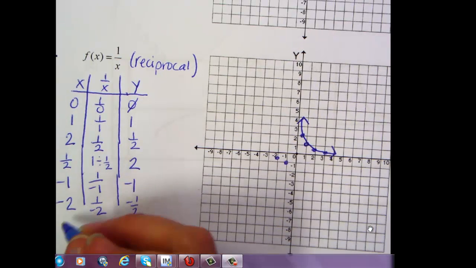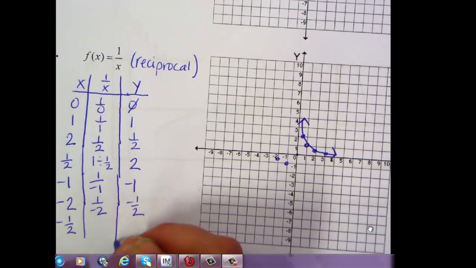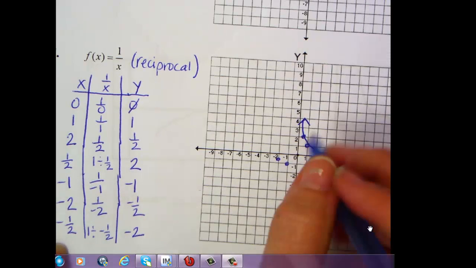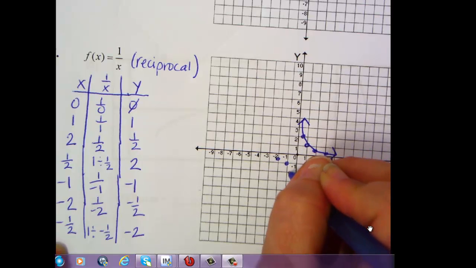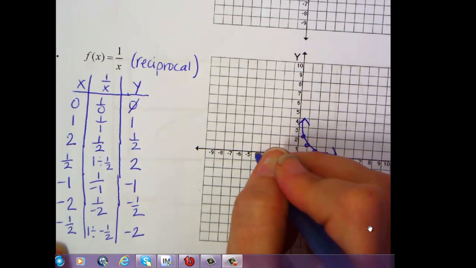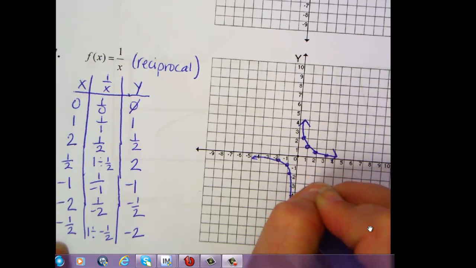We can plug in negative fractions. If x is -1/2, the reciprocal of -1/2 is -2. 1 divided by -1/2 is -2. So I can plot (-1/2, -2), and I get the same shaped curve here in quadrant 3.